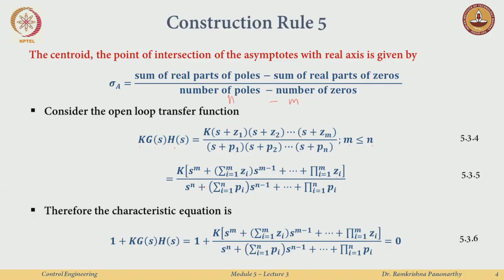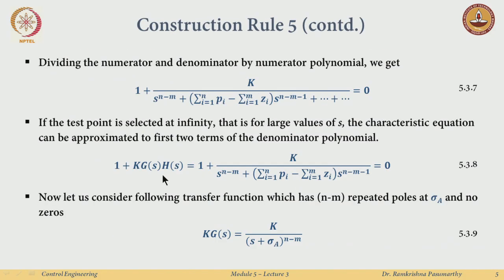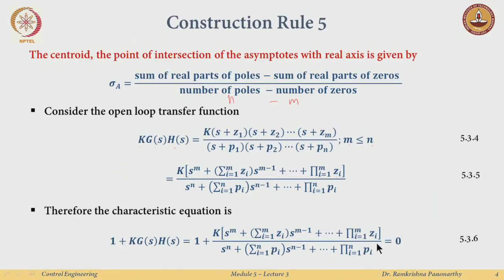Similarly, for the denominator, I start with s power n, the s power n minus 1 coefficient will be the sum of all these terms, and the s power 0 term will just be the product of all these terms. So I am just dividing one by the other. How does the characteristic equation look? I am interested in the solution of the characteristic equation, 1 plus k times g times h equal to 0, which is what I am aiming to solve. So I just add a 1 and divide, and then see how it looks.